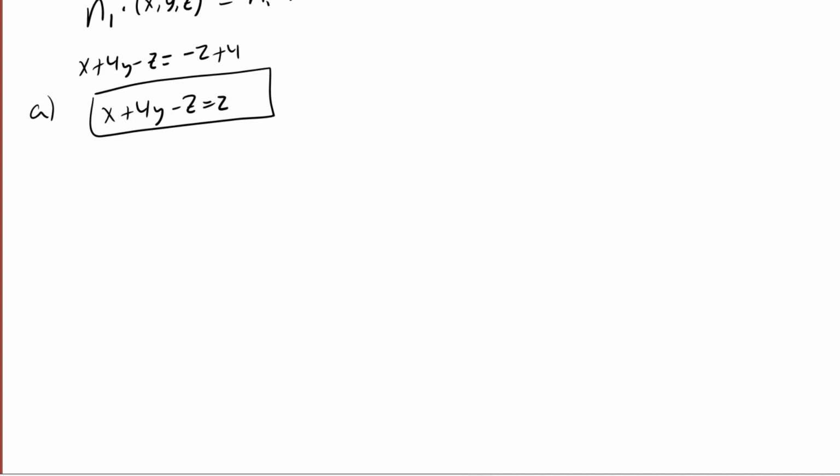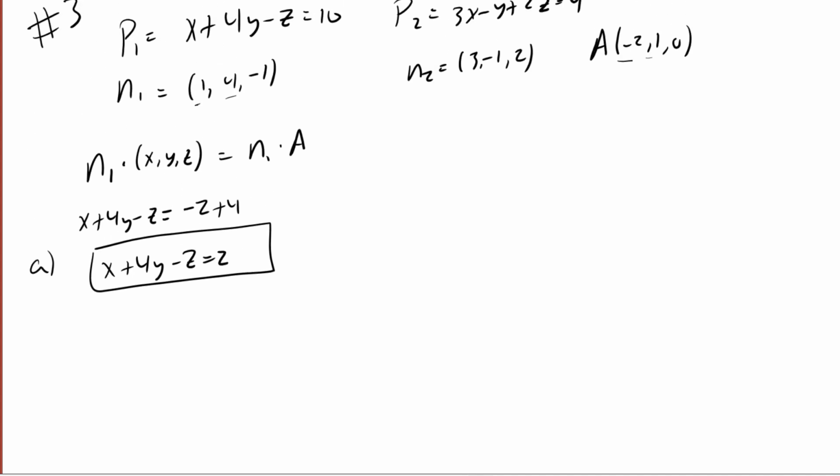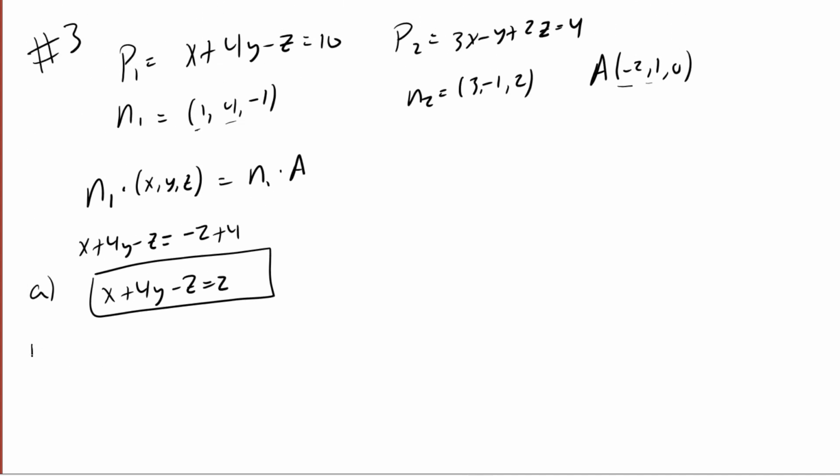Okay. B, determine whether A lies on P2. If not, find the distance. So B, we just plug it in. We're plugging A into P2. So we have 3 times minus 2 minus 1 plus 0. That's not 4.